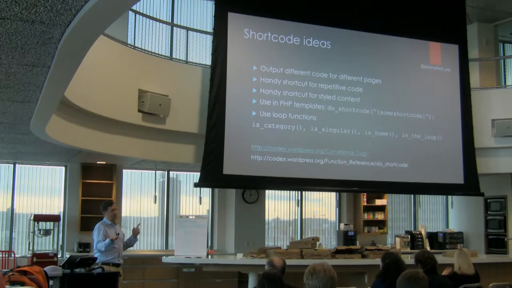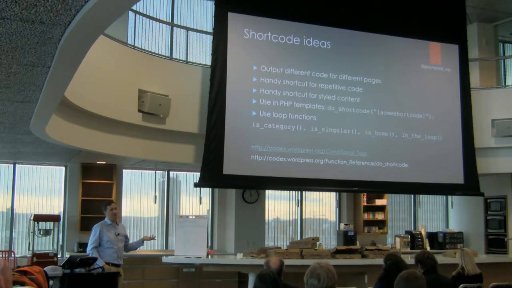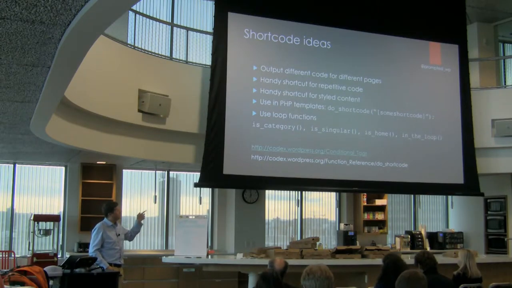Some of you said you're happy writing in PHP. Another great thing about shortcodes is the do_shortcode function. There's a syntax there, you just pass in the string with the square brackets of the shortcode, because the shortcode is just a text filter. So it'll filter that text and replace it with whatever the shortcode needs. So you could use that anywhere in a WordPress template.